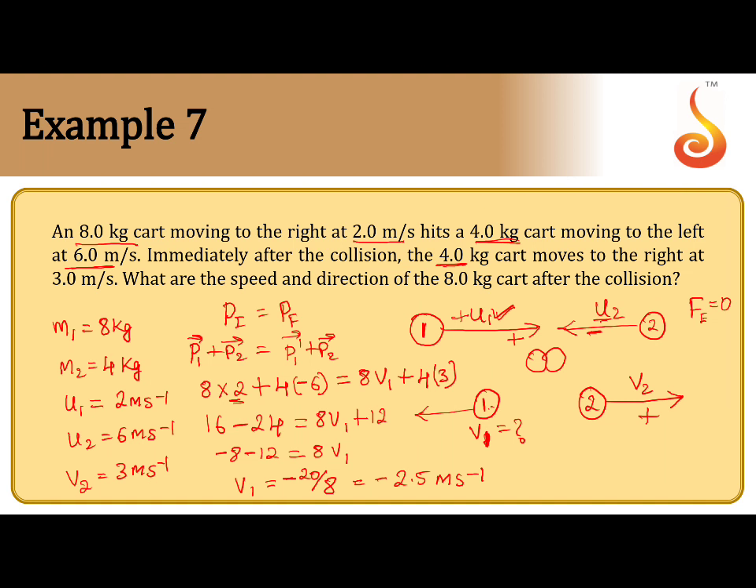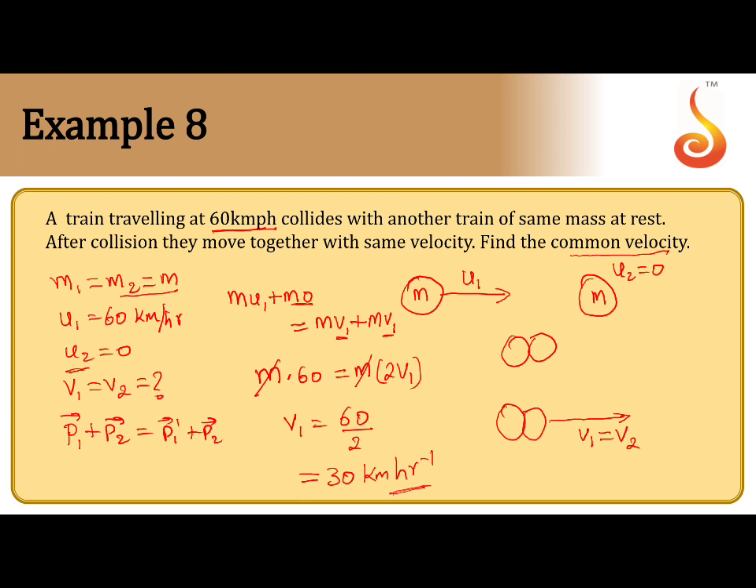Then we solved the next problem related to the cart. Again, it was based on sign convention. If I take this to be plus, the opposite direction velocity is taken as negative and solve the problem. The last problem was simple. A train rams onto another train which was at rest and both move with the same velocity. The final velocities would be equal. So we tried to solve this problem.